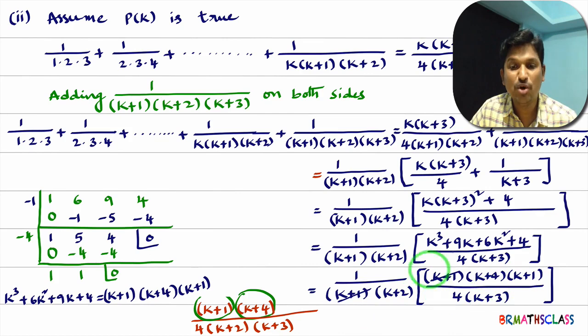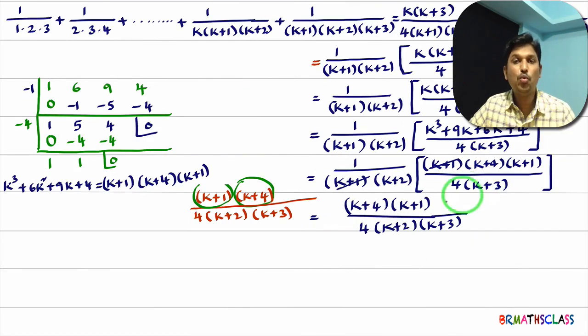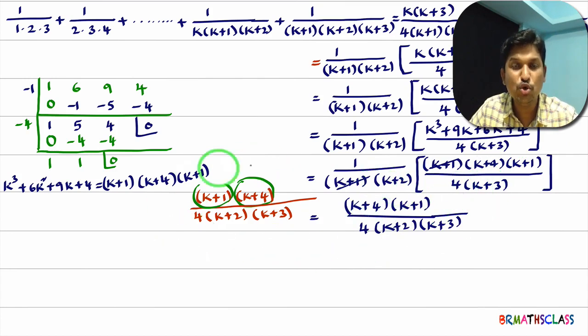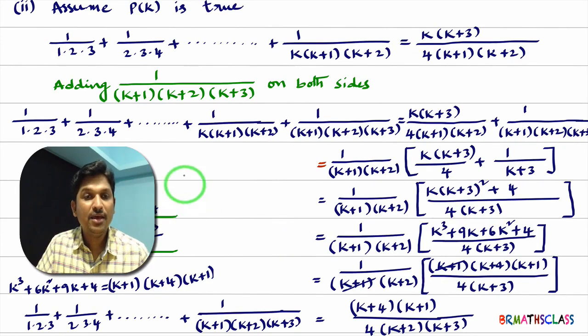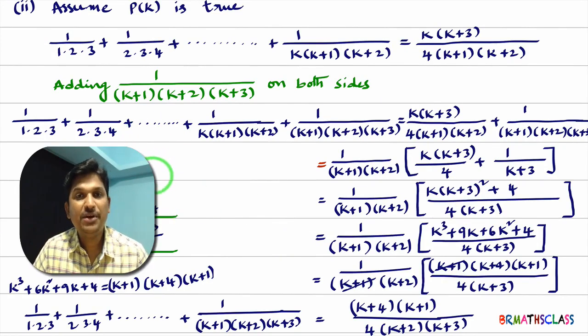What is remaining here? You observe what is remaining here. K plus 4 into k plus 1 into 4 into k plus 2 into k plus 3. You observe this is RHS of P of k plus 1. Now I'll write this left hand side part also. Okay, you see here what happened finally.